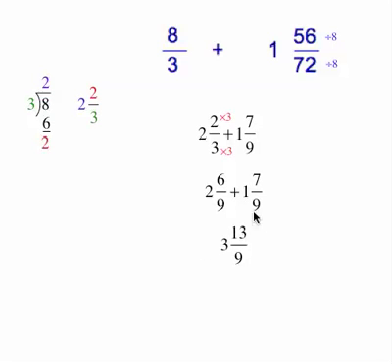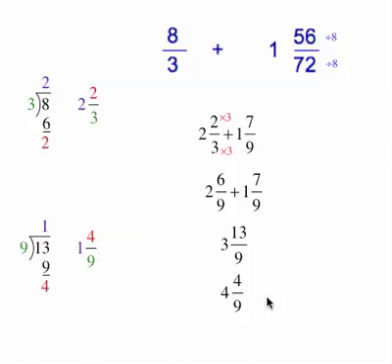Once again, I have an improper fraction. So we're going to use division again. 9 goes into 13 once. 1 times 9 is 9. Subtract, and we get a remainder of 4. Once again, this is our quotient, right? So we get 1. This is our denominator, 9, and our remainder is our new numerator, 1 and 4/9. So I'm going to add the 1 to the 3, and then we have 4 and 4/9. And that's it. And that's how you add fractions.